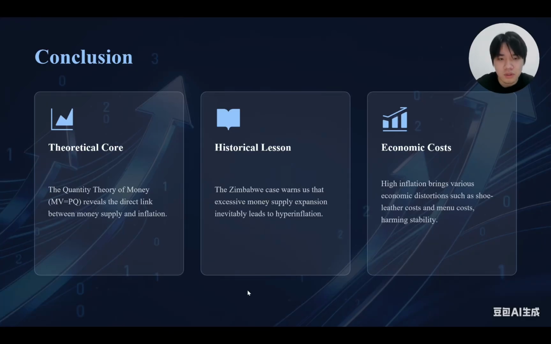So in summary, the quantity theory of money tells us that the growth of the money supply is important, ultimately leading to inflation. The case of Zimbabwe proves this, a historical lesson that ignoring economic law and printing too much money will eventually lead to disastrous consequences. Therefore, maintaining stable growth of the money supply is crucial for the healthy development of the economy. That is the end of my presentation. Thank you.